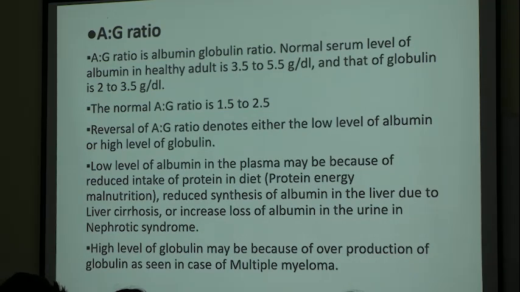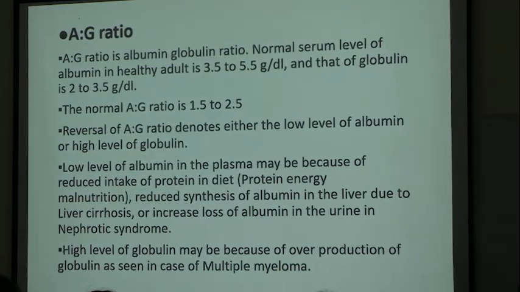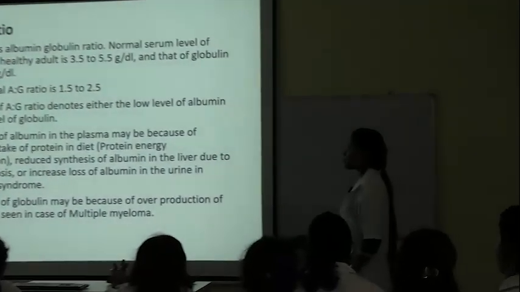The low level of albumin in plasma may be because of reduced intake of protein in diet, like protein energy malnutrition. If you are taking less amount of protein in your diet, or reduced synthesis of albumin in the liver due to liver cirrhosis, or increased loss of albumin in the urine in nephrotic syndrome. High level of globulin may be because of overproduction of globulin, as seen in case of multiple myeloma.